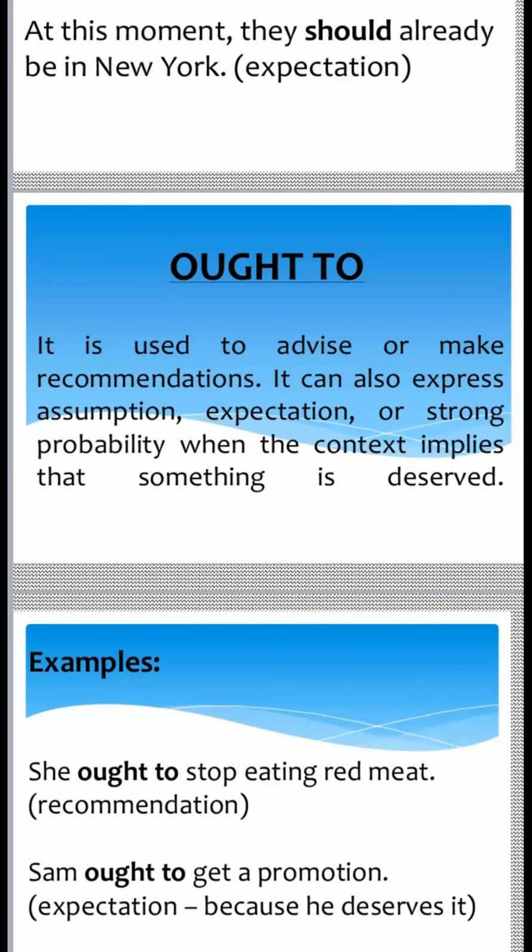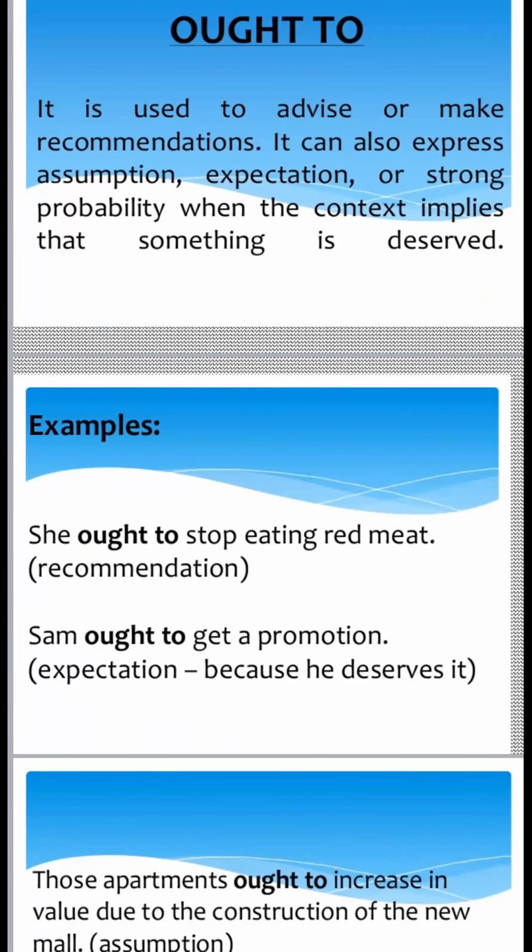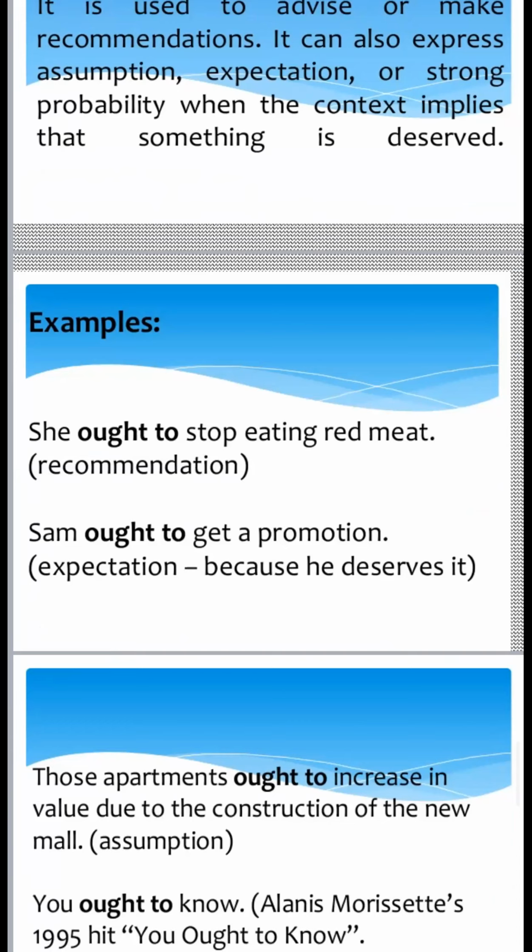For a recommendation, the example is, she ought to stop eating red meat. Next is, Sam ought to get a promotion. So that is an expectation, because due to her hard work and her skills, she deserves that promotion. That is why someone is expecting that she will get a promotion, and ought to is used.